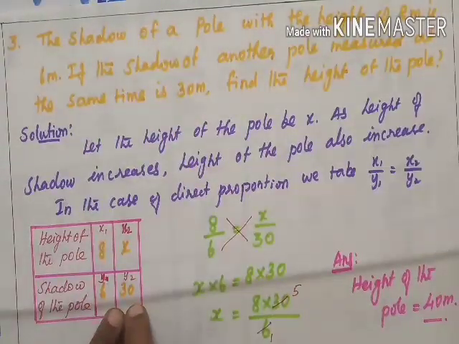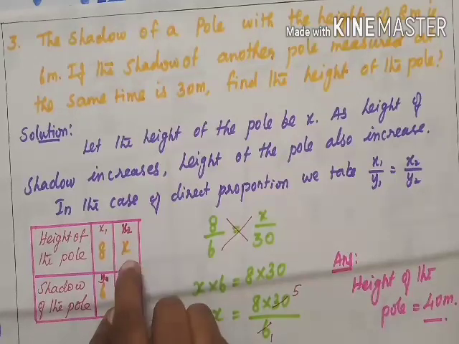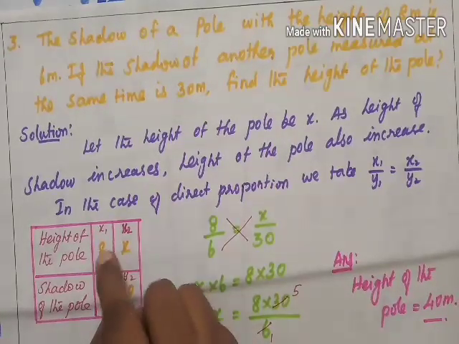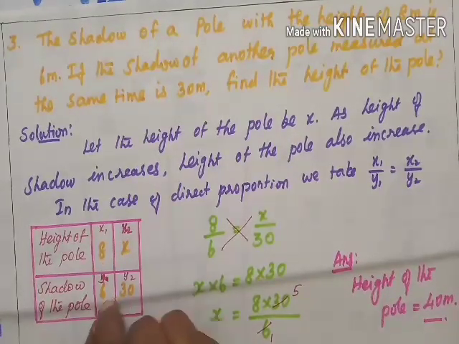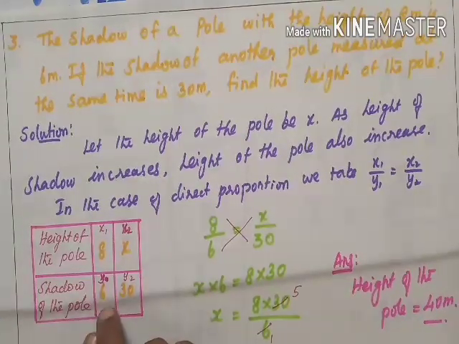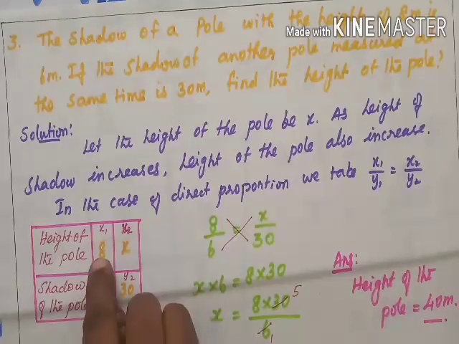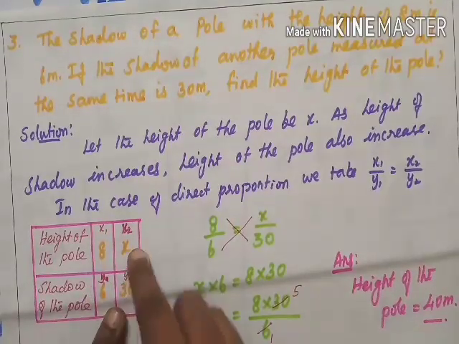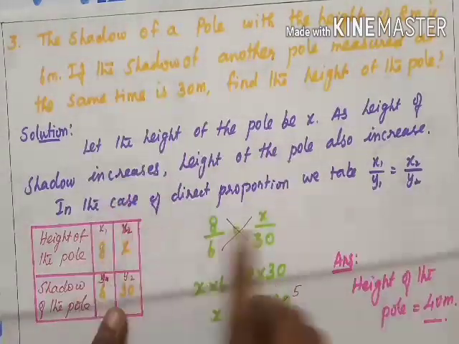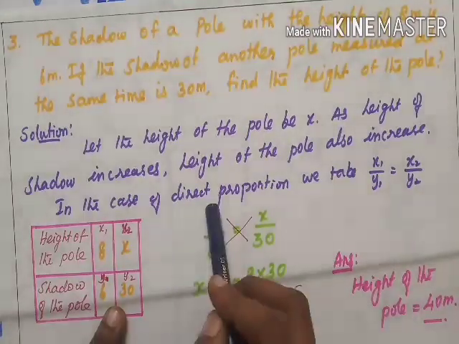Length of the shadow 30 meter. Now what is the length of? That is the height of the pole. As the shadow of the pole increases, definitely the height also will increase. So both are increasing, so this is a direct proportion, right?